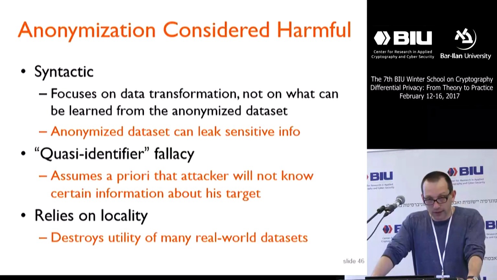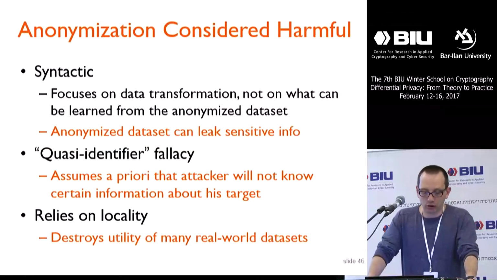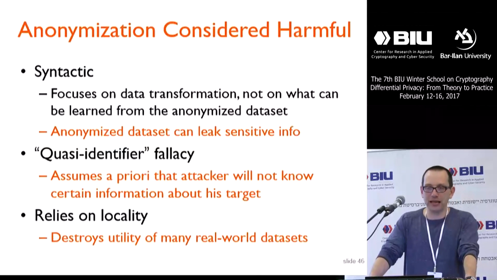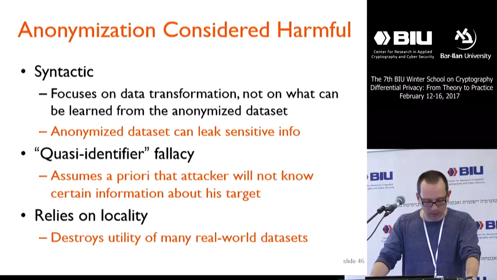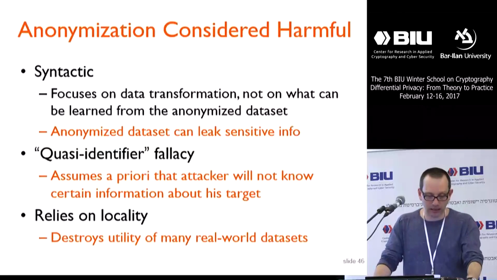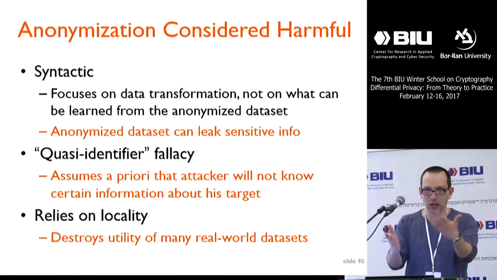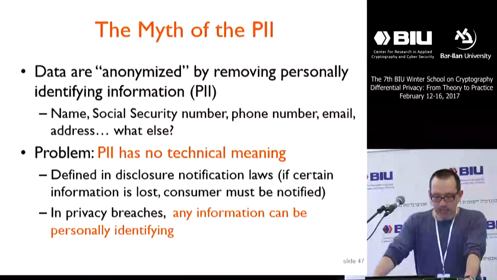And also, it actually doesn't even work all that well because it relies on locality, and if you're dealing with data sets of the kind that I'm going to show you in the second lecture today, they actually don't have that locality, meaning that the records are so far apart from each other that once you start applying K-anonymity or L-diversity and start merging, there is no information left once you get equivalence classes. Yeah, the myth of the PII.